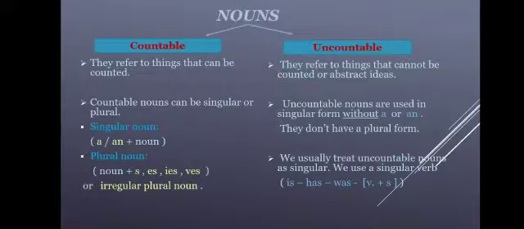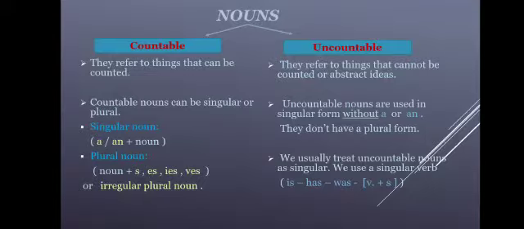Uncountable nouns are used in singular form without a or an. I say love, happiness, rice. I don't say a rice, I don't say rices. I don't say a love, I don't say loves. I use it in singular, but I don't use a or an, and I don't make them in plural form. They don't have a plural form.